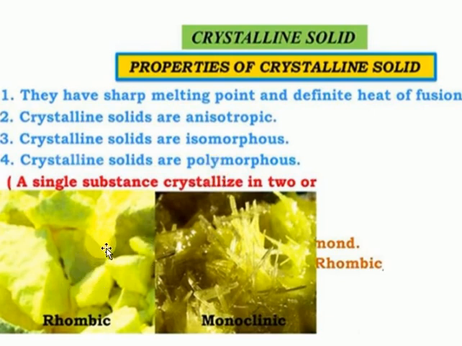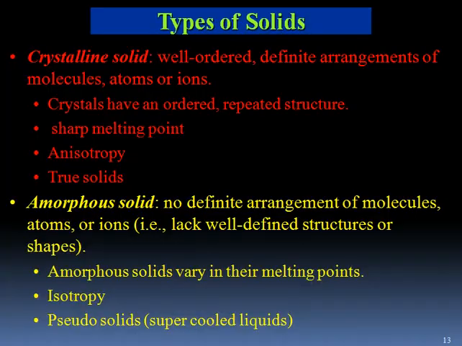Polymorphous. When you consider what we discussed about rhombic sulfur and monoclinic sulfur, both are sulfur; one is a crystalline form and one is a different form. This is based only on the different arrangement of the particles. So next, we'll move on to the amorphous solid.